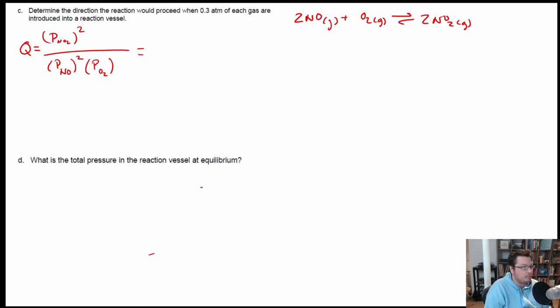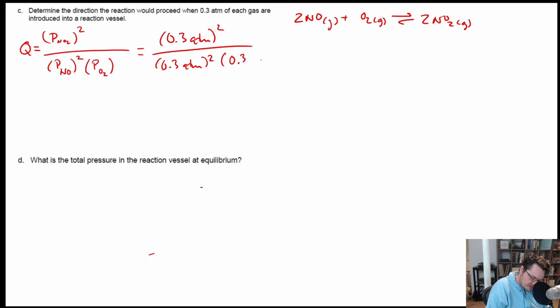Now we just plug in the values. All of them are simply going to be 0.3. So we have 0.3 atmospheres squared over 0.3 atmospheres squared times 0.3 atmospheres. We do the math here. I can make my life a lot easier, these are going to cancel out, so it'll simply be 1 over 0.3. So 1 over 0.3 comes out to 3.33 in this case.